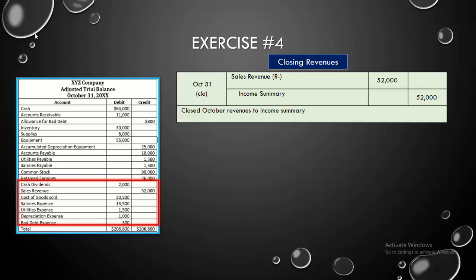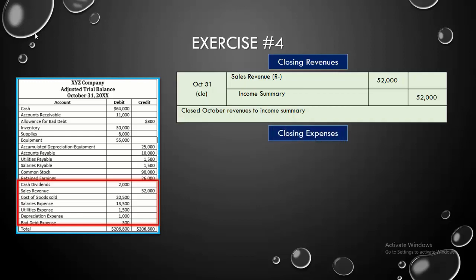So we're going to debit sales revenue for the same exact amount that we had a credit balance for. And we're using the income summary method. So the other end of this journal entry is going to go to income summary. We're going to credit income summary for $52,000. Income summary is a transitional account. It only exists for these closing entries. We're in fact going to close that as well later, so it doesn't have an account type. We're just going to use it here so we have something to close these revenues to.